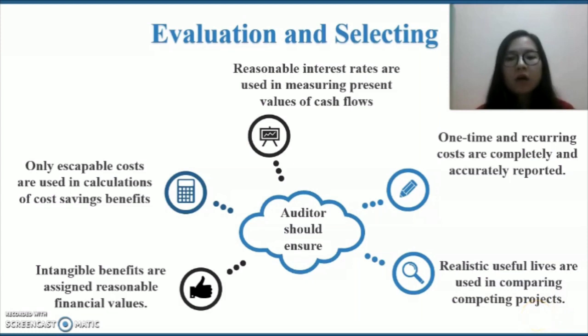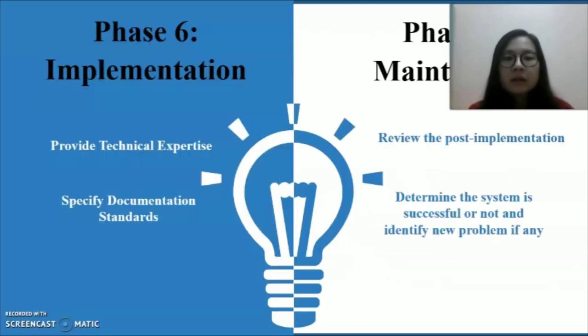So errors or omissions and misrepresentations in the accounting for such items can distort the analysis and may result in materially flawed decisions. So this is very important.